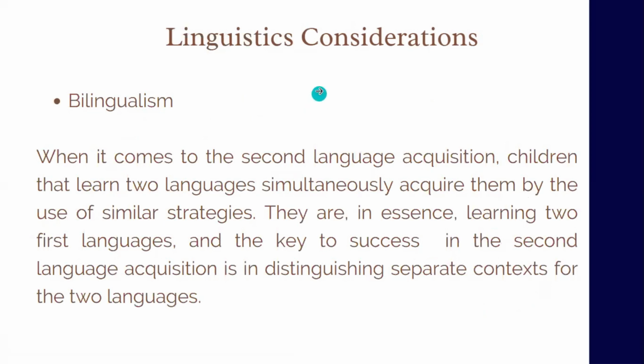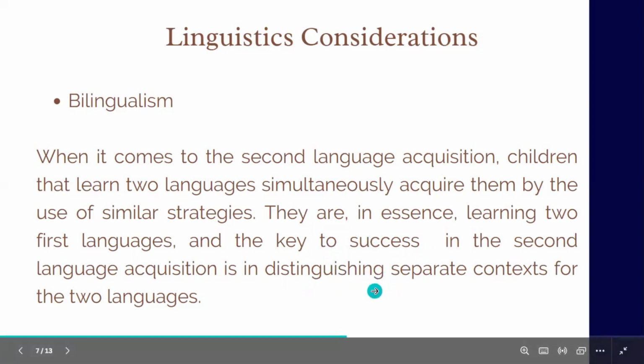And then the linguistic consideration. The first one is bilingualism. So when it comes to second language acquisition, children that learn two languages simultaneously acquire them by the use of similar strategies. They are, in a sense, learning two first languages. And the key to success in second language acquisition is in distinguishing separate contexts for the two languages.